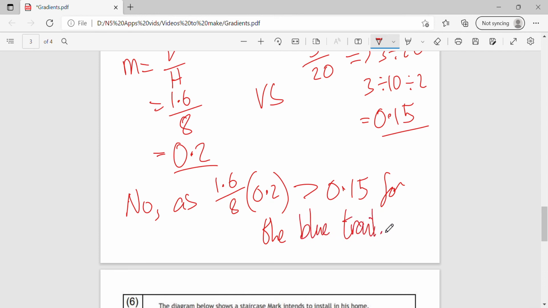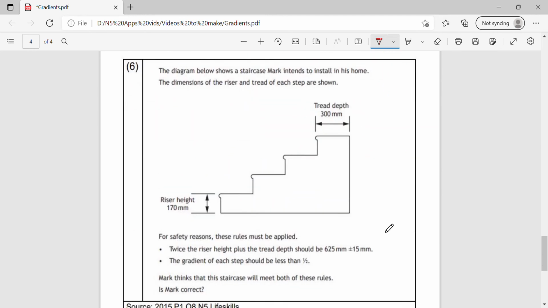Okay, let's look at the last question in this video. The diagram below shows a staircase Mark intends to install in his home. The dimensions of the riser and the tread are each shown below. So tread is basically the width of the stairs and the riser is the height of each step. It says, for safety reasons, these rules must be applied. Twice the riser height plus the tread depth should be 625 millimeters plus or minus 15. So that's actually tolerance. We will obviously go through it, but there's a wee separate video for tolerance available.